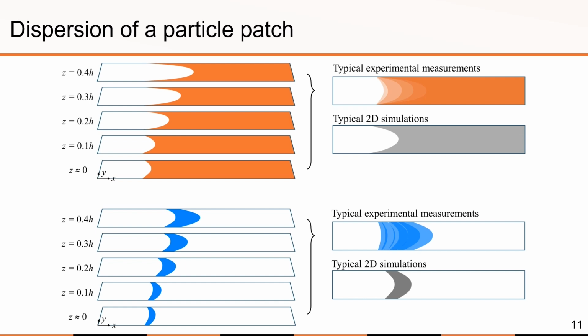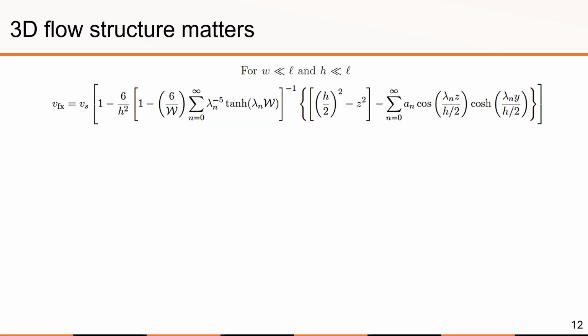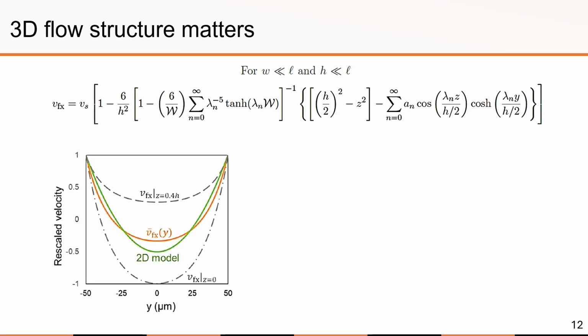So obviously, the two-dimensional flow velocity cannot explain the different widening behaviors of the particle patch in the pores of different heights. So now we consider the 3-dimensional flow effect. As you can see from the plot, the height averaged velocity, which is the orange curve, is similar to the two-dimensional parabolic flow velocity, which is the green curve. Therefore, in the compaction experiments, it was okay to use the 2D velocity to predict the compaction boundaries.